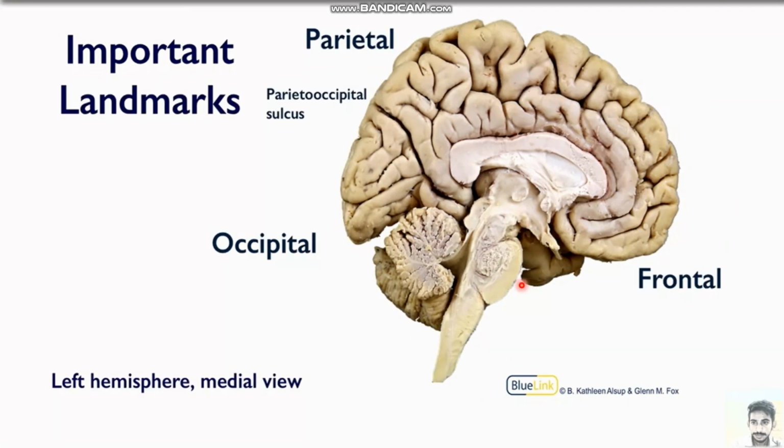So let's move on. Once again, let's look at our lobes. This is our frontal lobe here. There is the parietal lobe, and behind the parieto-occipital sulcus, this is our occipital lobe, and our cerebellum and our brainstem are clearly visible. This is your corpus callosum.